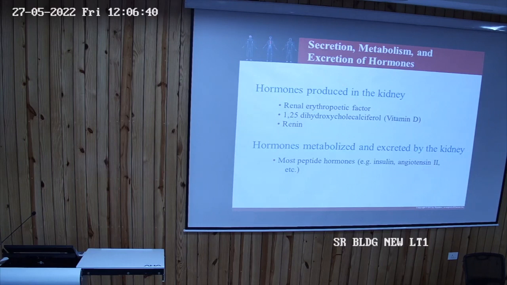1,25 dihydroxy vitamin D is the most important, potent hormone responsible for calcium deposition and absorption of calcium through the GI system. The hydroxyl molecule is added in the kidneys to make it more potent and useful for calcium absorption. Which hormones are metabolized and excreted? They are the peptide hormones like insulin and angiotensin 2.